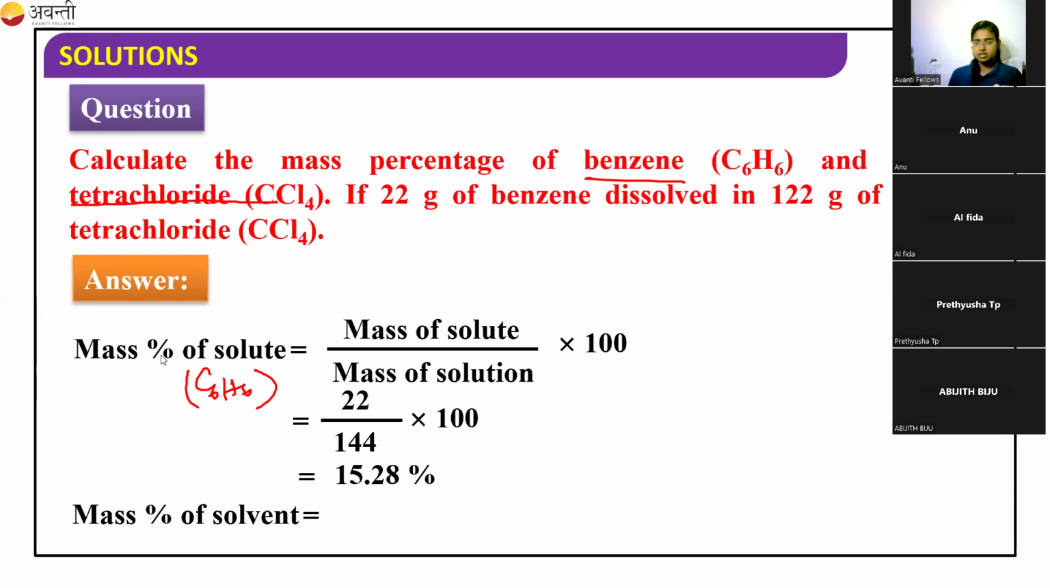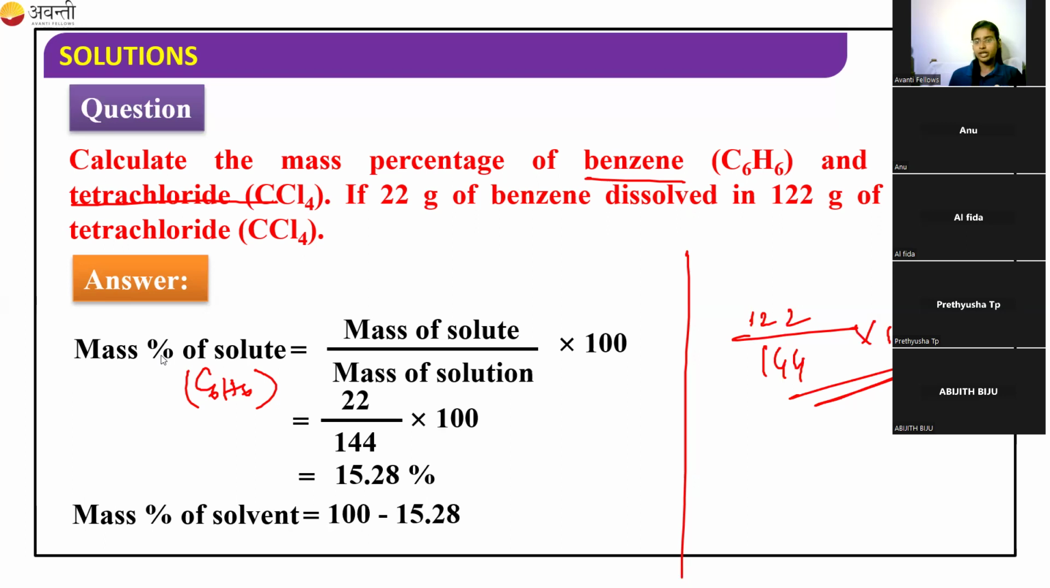There are two ways. The first way is the mass of CCl4 divided by the mass of the solution into 100. Or you can do 100 minus 15.28. If you do 100 minus the mass of the solute, you will get the answer. You subtract 15.28 from 100, and that will be the mass of solvent. So this is the second method to solve.